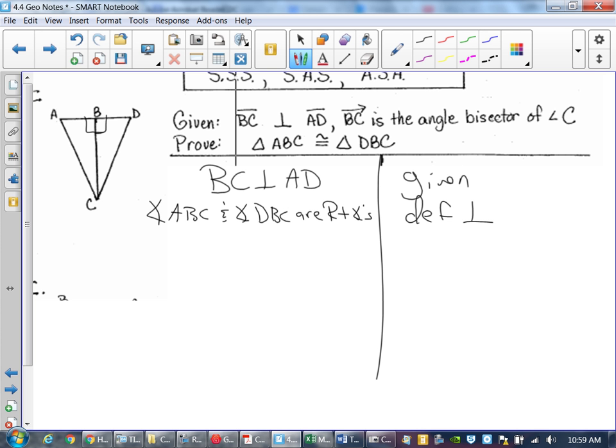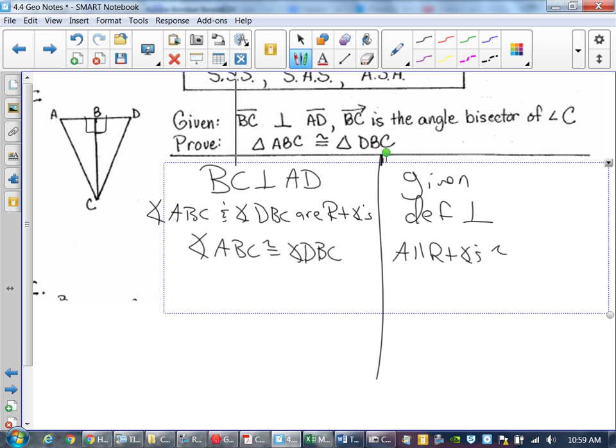Okay? Then next, I made angle ABC congruent to angle DBC. All right angles. Good. Now that they're right angles, we know that they're congruent to one another. All right angles are congruent. Then we can go to our next given. So now you've used all of that, so you go to your next given. BC is the angle bisector of angle C.